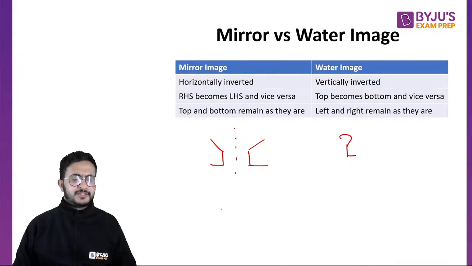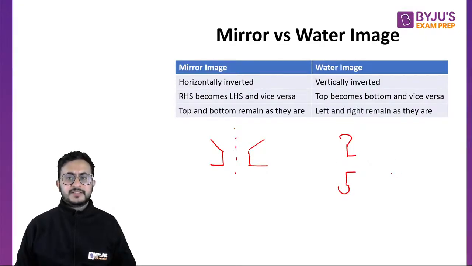Let us say this is the image. So what will happen? What is on the top? So this curve is on the top, this curve will be in the bottom. This straight line, which is on the bottom, will come to the top. And right and left remain as they are. So this was towards the right hand side, so this is on the right hand side only.